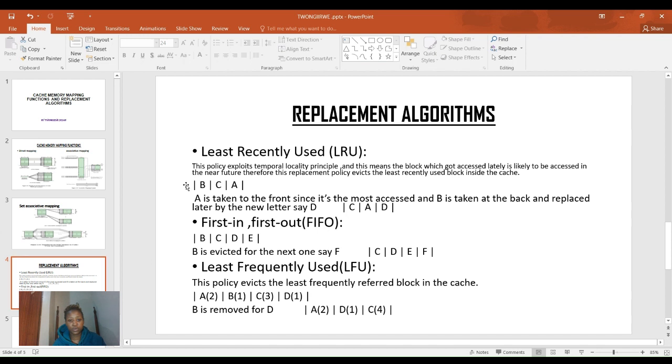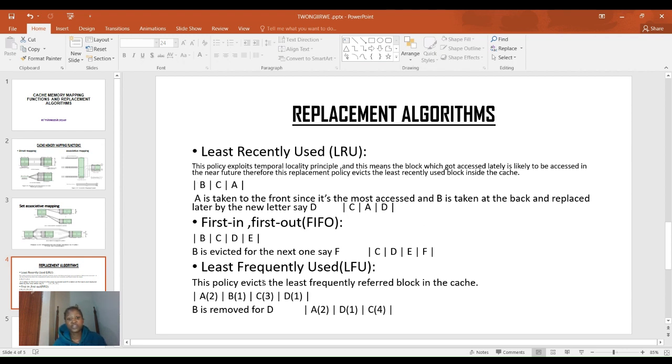Here are the blocks in the cache. Sorry, I didn't put the arrows, but B is the one that was there first, then C, then A. If I have another data item D to enter, I will have to remove B, because this time B is the least recently used. So I remove B and replace it with D.